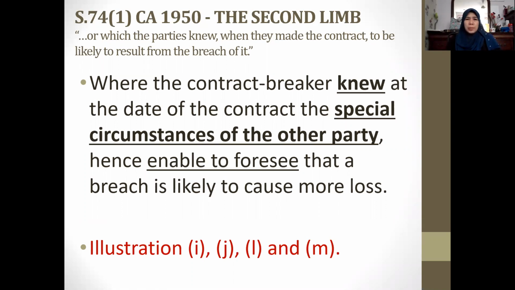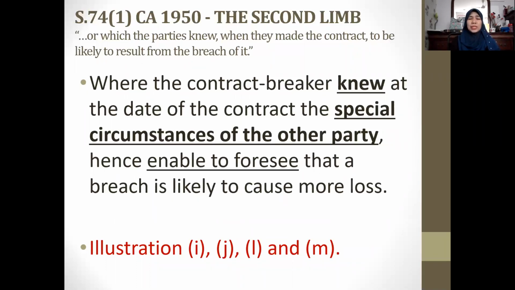The topic is damages. In part 1, we covered the cases, the common law cases, and also the rule from section 74, subsection 1, Contracts Act. For part 2 of the lecture, we covered the first limb. Now in part 3, we are going to cover the second limb of section 74, subsection 1, Contracts Act 1950.